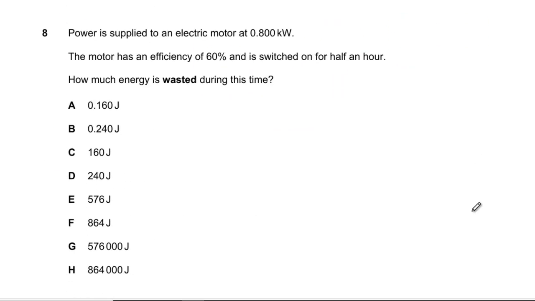Power supplied to an electric motor, it's got efficiency of 60%, it's on for half an hour. How much energy is wasted? Right, okay, so we're losing 40%. Half an hour of this, so we've got 60 times 30, that's our number of seconds. Then we need to multiply by 0.8 kilowatts, so 800. So that's quite a lot all in all.